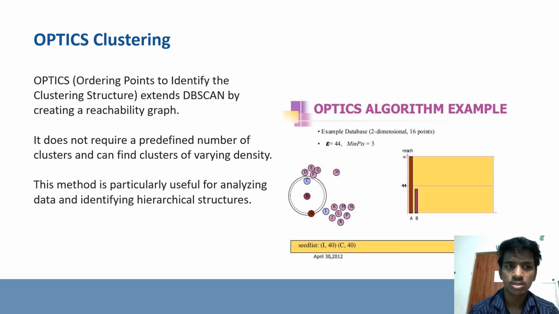OPTICS clustering. OPTICS means Ordering Points To Identify the Clustering Structure. It extends DBSCAN by creating a reachability graph. It does not require a predefined number of clusters and can find clusters of varying density. This method is particularly useful for analyzing data and identifying hierarchical structures.